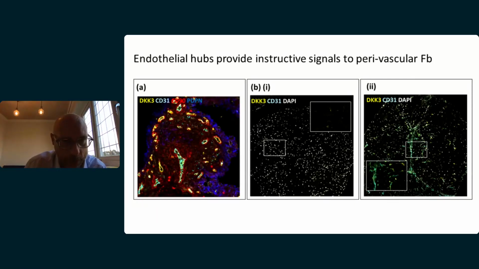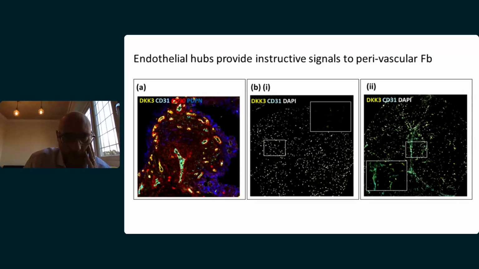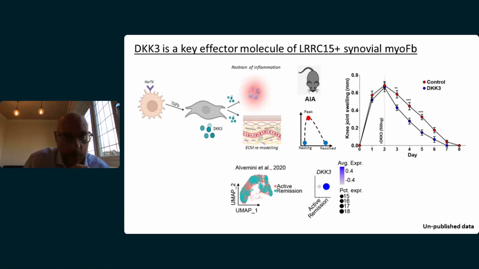So endothelial hubs are really critical for instructive signals, and we were also able to show in an organoid system, where we took the fibroblasts out and grew them with endothelial cells in a Matrigel, that the presence of endothelial cells was absolutely critical in order to induce the expression of DKK3 in the fibroblasts. So again, we don't fully understand it yet, but at these vascular hubs, what's occurring around that site is either signaling to a more matrix-synthesizing population of fibroblasts, or a matrix-degrading and pro-inflammatory population of fibroblasts. So key instructions coming from the endothelial cells. And we think that DKK3 really has a key effector role.